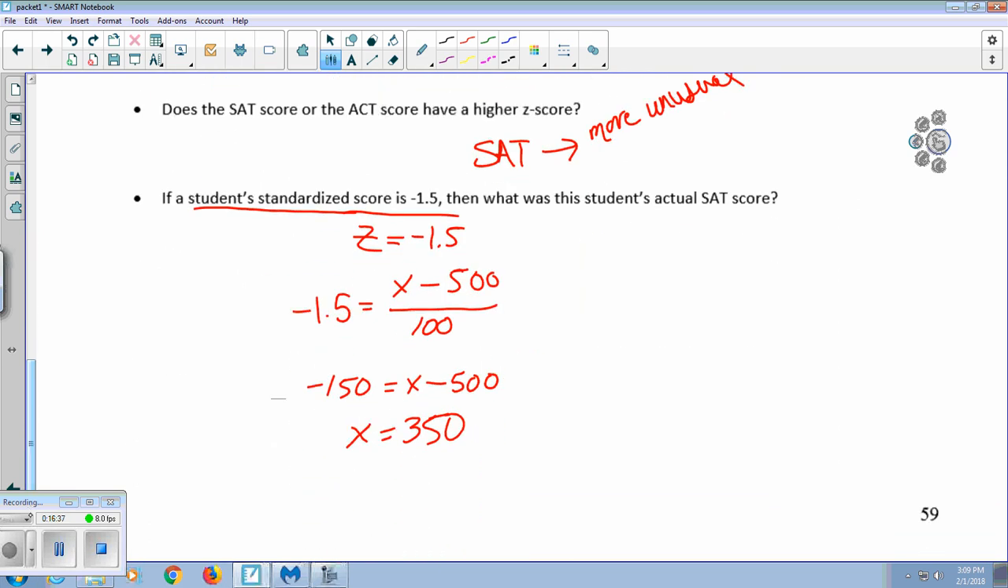Okay, so that's the end of section 3.2. We talked about the empirical rule and calculating z-scores. This is a very important topic, and as I said, z-scores will be with us for the rest of the semester.